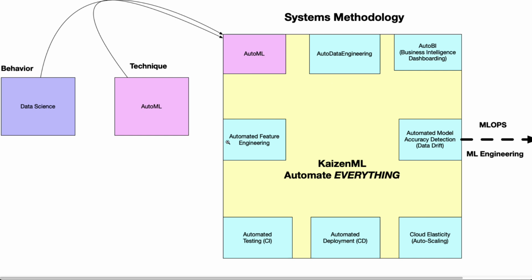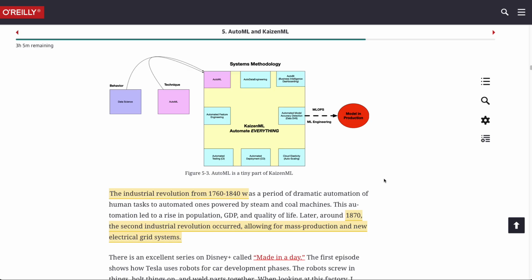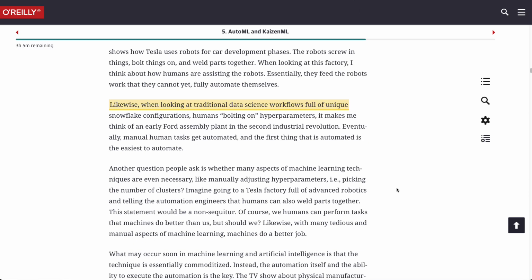You have to do automated feature engineering, automated testing, automated deployment, cloud elasticity, auto scaling, drift detection, auto data engineering. So there's a lot of stuff involved other than just the data science here. And I think this is really what MLOps says: you need to constantly be automating things and improving things. And that's really the essence of Kaizen, Kaizen ML, or constantly improving.